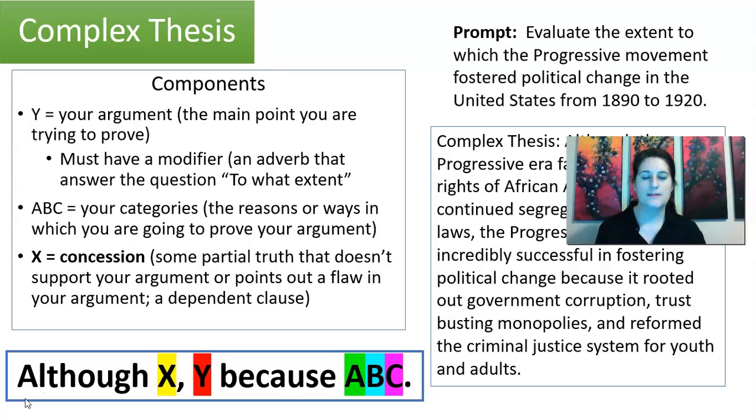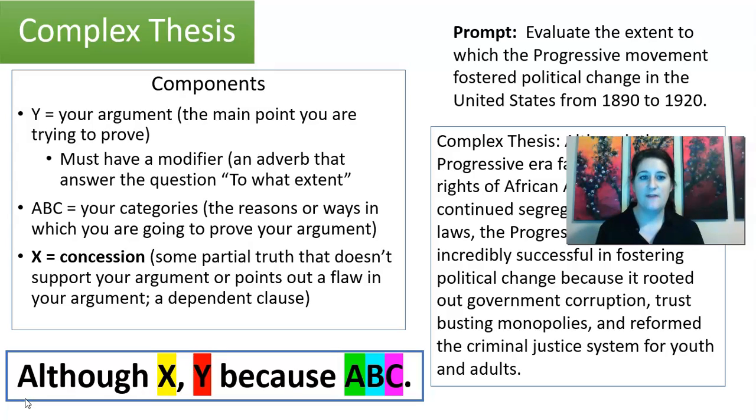And over on the right-hand side of the screen, I have the 2019 AP US History DBQ exam question. Evaluate the extent to which the progressive movement fostered political change in the United States from 1890 to 1920. And an example of a well-crafted, complex thesis.